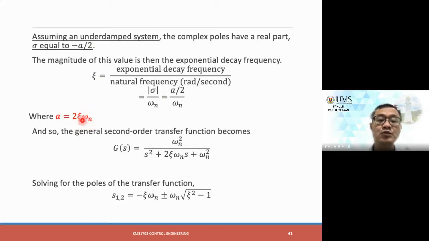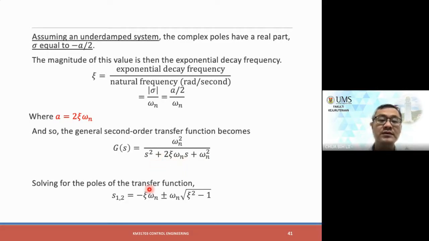So by using this one, you just substitute into our equations, and now our equations become in this general form. So we have omega n squared divided by s squared plus 2 sigma omega n s plus omega n squared. I guess this is again a familiar second order system that you would see in mechanical vibrations, where we start to use the terms called natural frequency as well as the damping ratio.